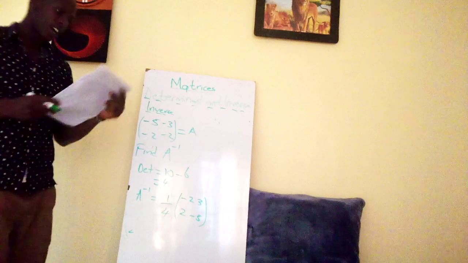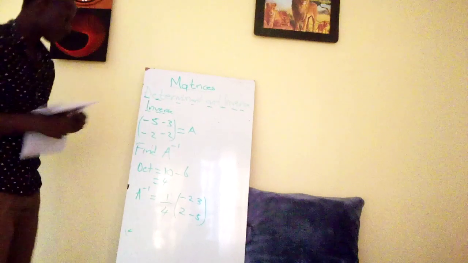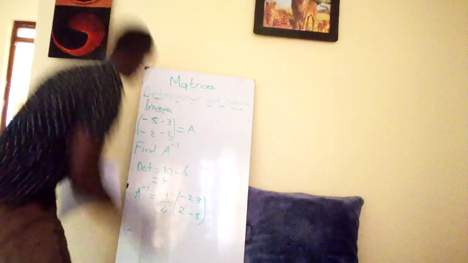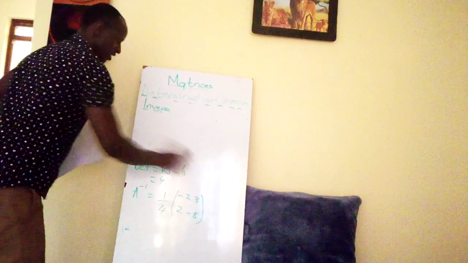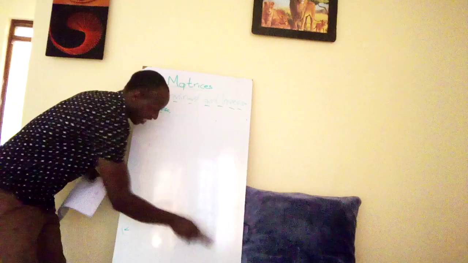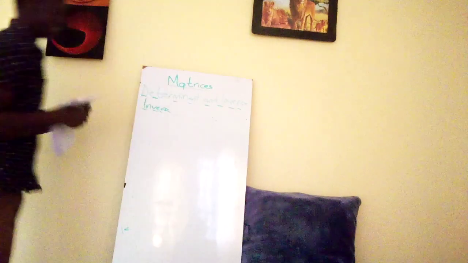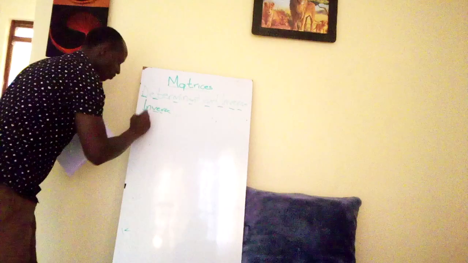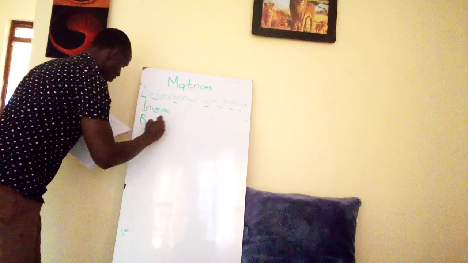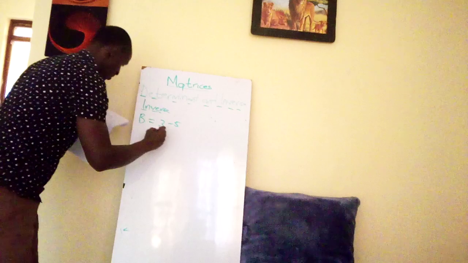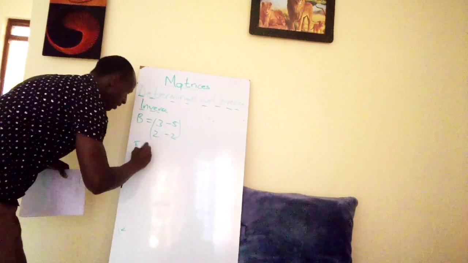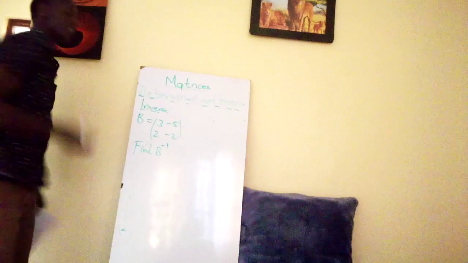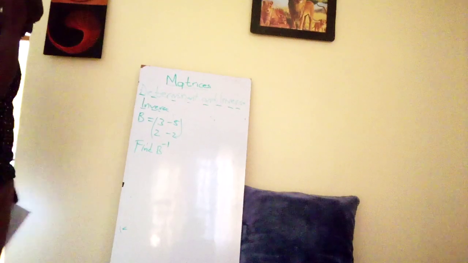If it isn't clear, I'll do a second example where we want to calculate the inverse. This is matrix A, its inverse is this. Let me take matrix B and we calculate its inverse. So B equals 3, negative 5, 2, negative 2. Find B to the power negative 1, which is the same as the inverse of B.